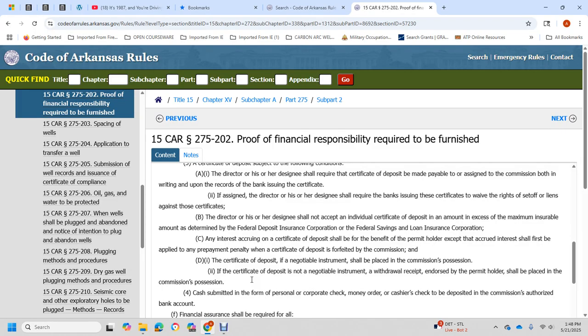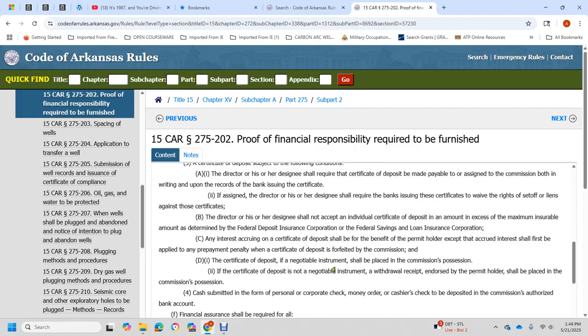an individual certificate of deposit in an amount exceeding the maximum insurable amount as determined by the Federal Deposit Insurance Corporation or the Federal Savings and Loan Insurance Corporation. Any interest accruing on the certificate of deposit shall be for the benefit of the permit holder, except for accrued interest that shall be applied to any payment penalty if the certificate of deposit is forfeited to the Commission. The certificate of deposit, a negotiable instrument, shall be held by the Commission in its possession.